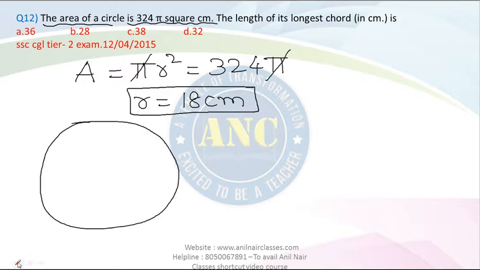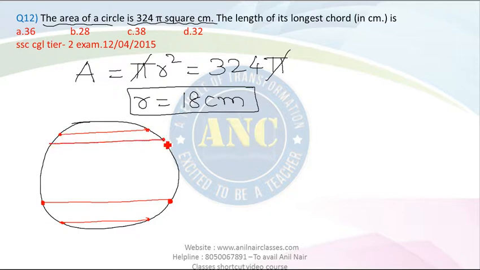That means this is the circle. What is the meaning of chord? A chord is a straight line which will touch the circle at 2 points. Any straight line touching the circle at 2 points is nothing but a chord. This also is a chord, right? This also is a chord. Similarly, there are so many chords for a circle.